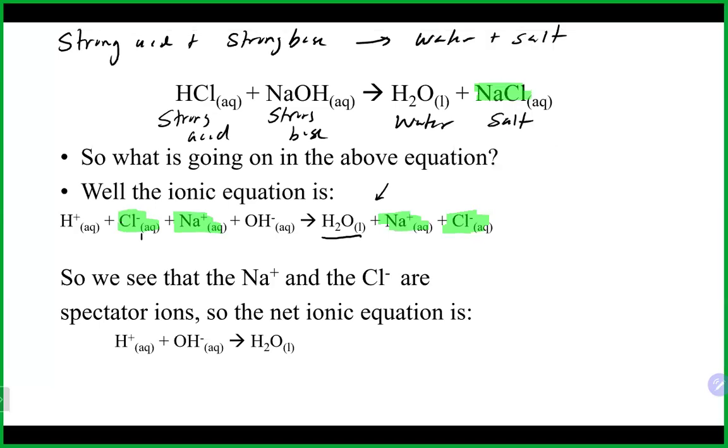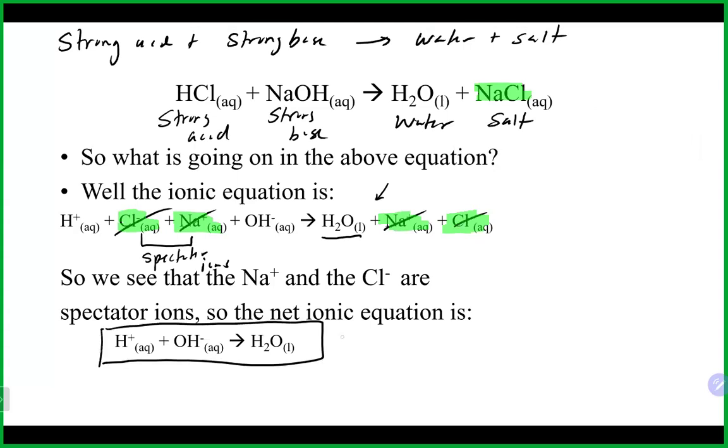And just like before, we're going to cancel out our spectator ions on both sides. That's going to leave us our net ionic equation for this reaction, and that is the H plus from the acid and the OH minus from the base coming together to make water. Again, the formation of water here is one of the three reasons why a reaction takes place. And really what is happening when you take an acid and base together is you're making water. That is ultimately what is happening.